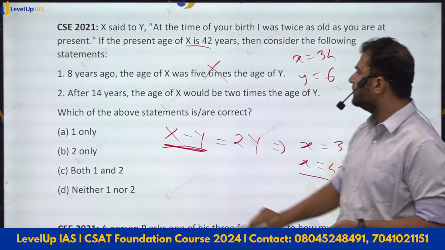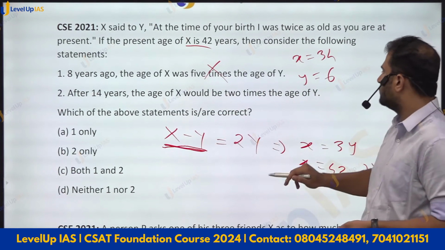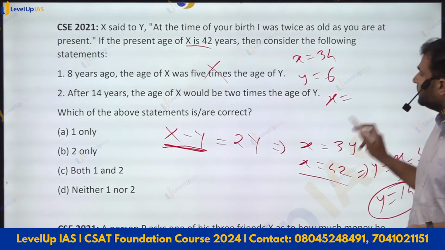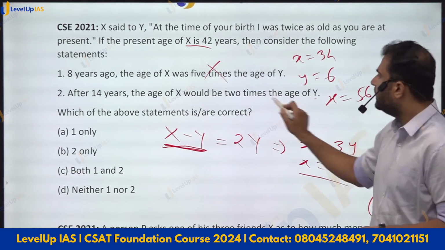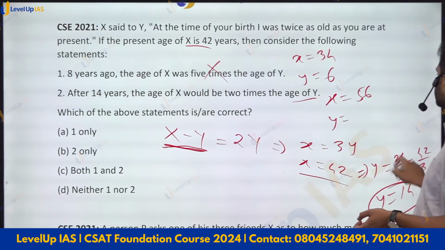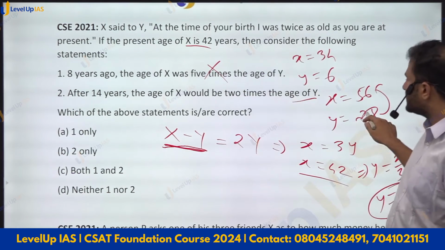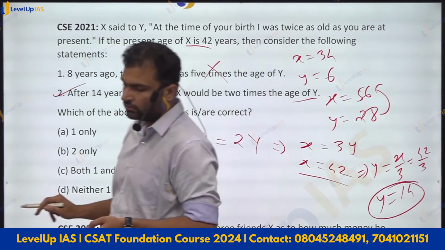Second, after 14 years the age of X would be 2 times that of Y. After 14 years X would be 42 plus 14, which is 56, and Y after 14 years would be 14 plus 14, 28. Is it 2 times? Yes. So this statement is correct.